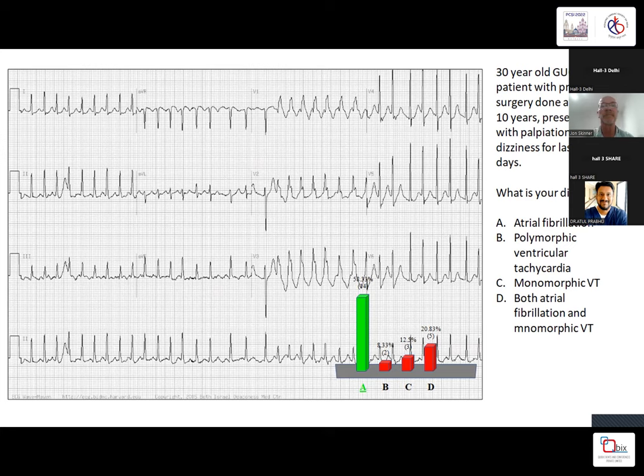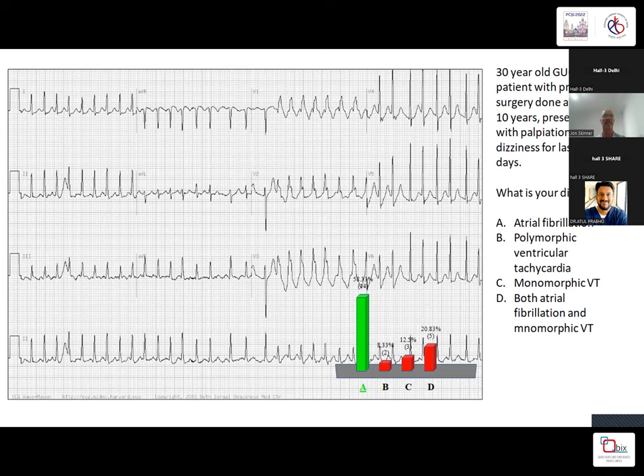Can you explain why the QRS is intermittently getting widened? It is aberrancy. The bundle branches have weird properties, that their conduction property changes based on the previous RR interval, and many a time when this phenomenon happens, one of the bundle branches will not conduct adequately, and a bundle branch block pattern can ensue, which is called aberrancy. So intermittent aberrancy is seen.